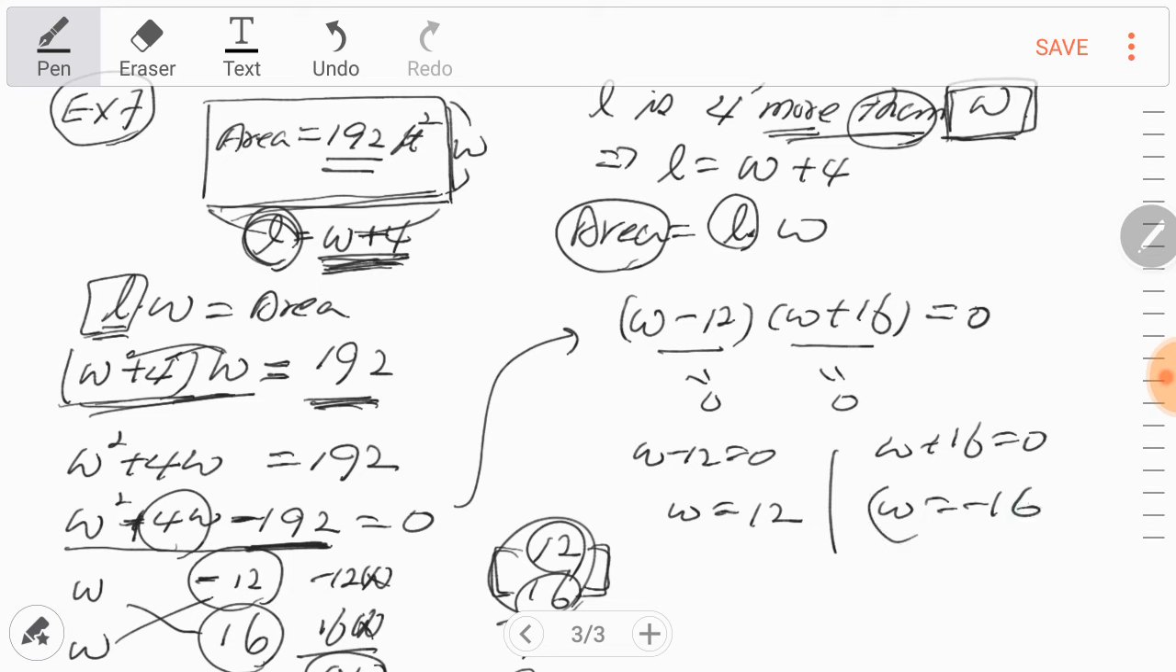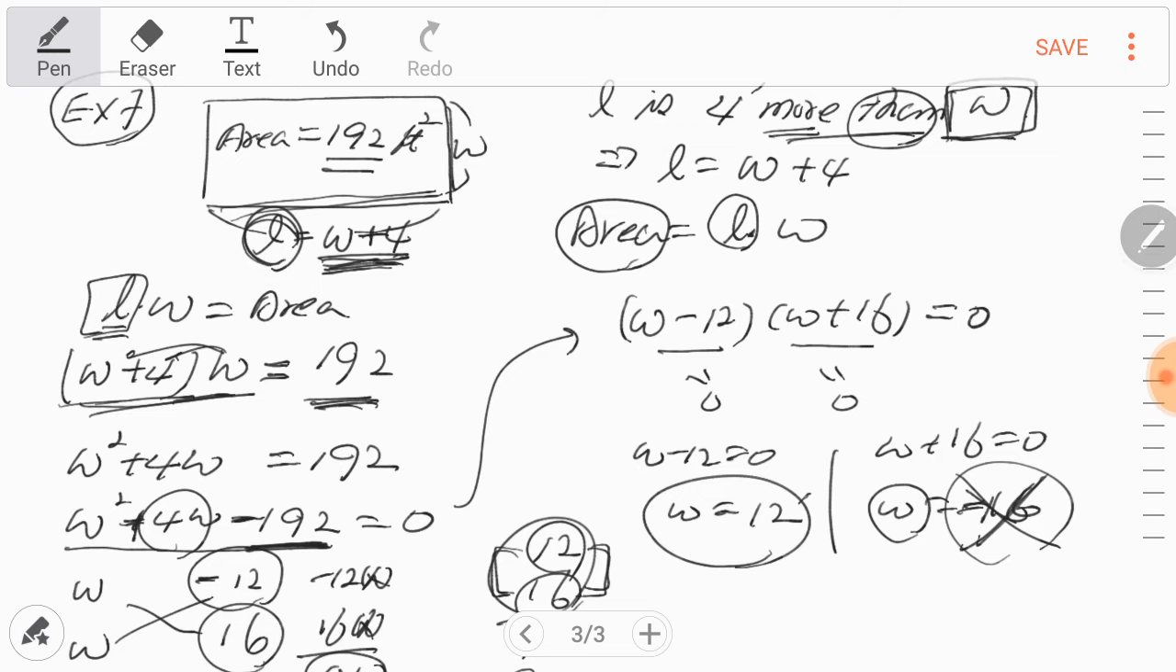And W is a length, and the length is always positive. So W cannot be negative 16. So eliminate negative 16, and the width has to be 12 feet.